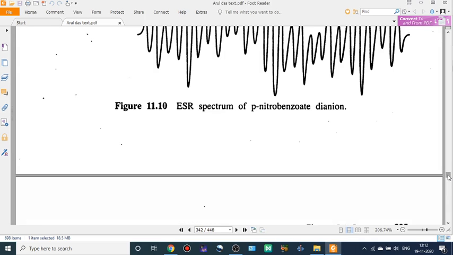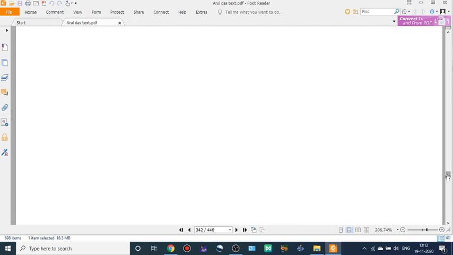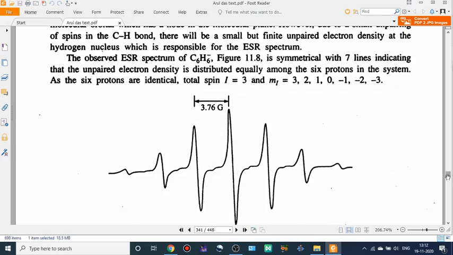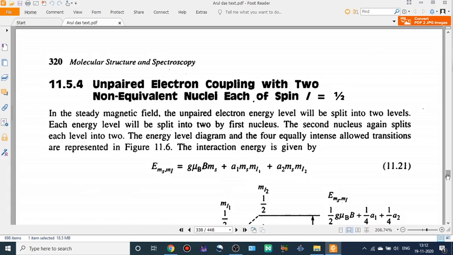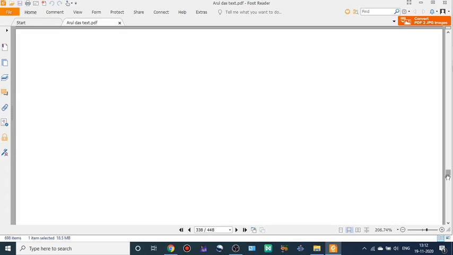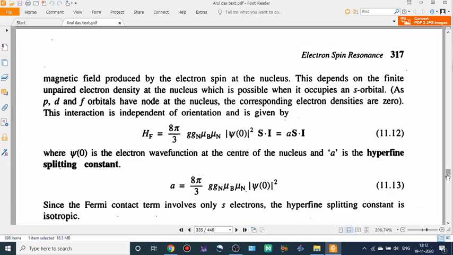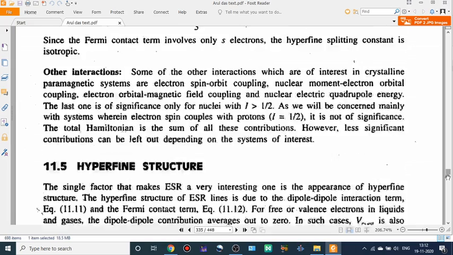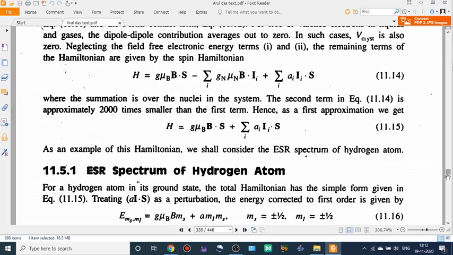Now, hyperfine interactions, hyperfine structure. This hyperfine structure occurs as the result of the magnetic interaction between the nuclear spin I and the electron spin S, that is, the interaction between S and I. Due to this hyperfine structure, the ESR signal again splits into several lines.